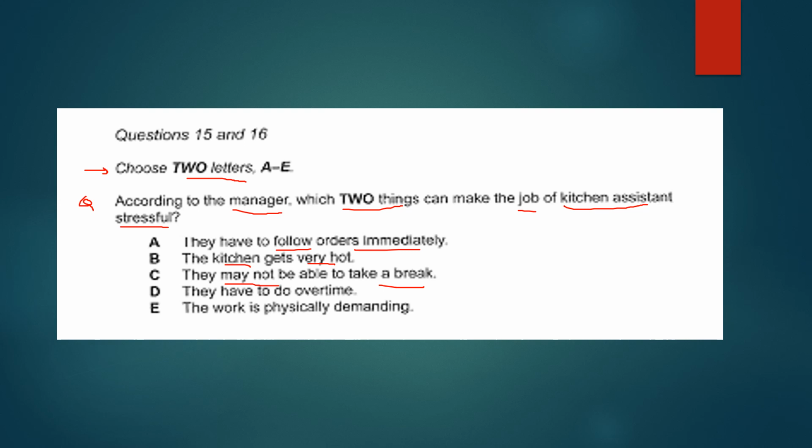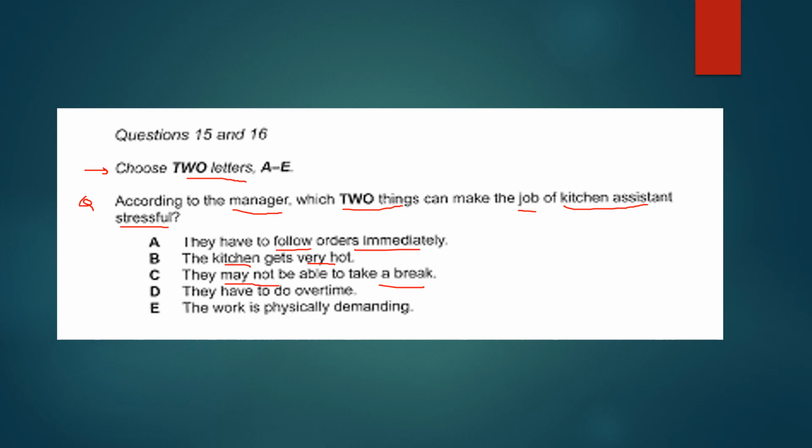Maybe in the previous part, in Section B, or the second part of the listening exam, you have done an MCQs type of question, and there you were supposed to select only one answer. So if you do not pay attention to the instruction here and you make a very silly mistake of choosing only one option, you will get only half a mark. So pay attention to it.